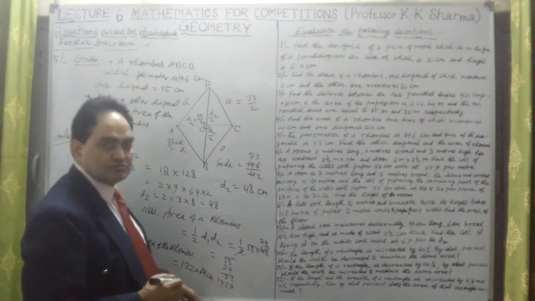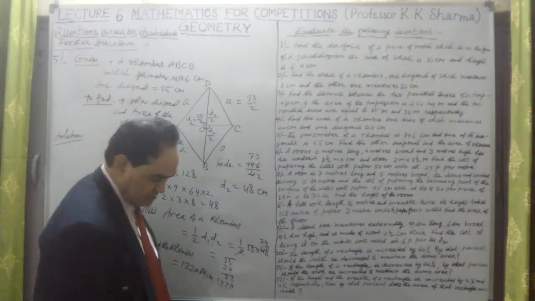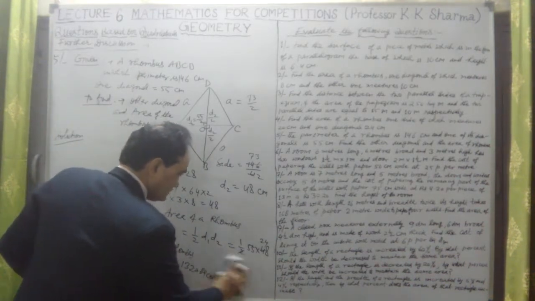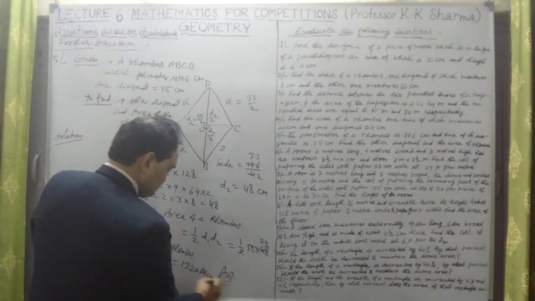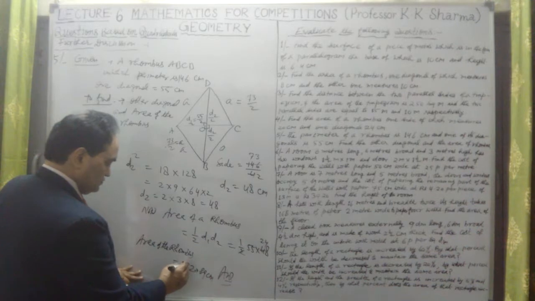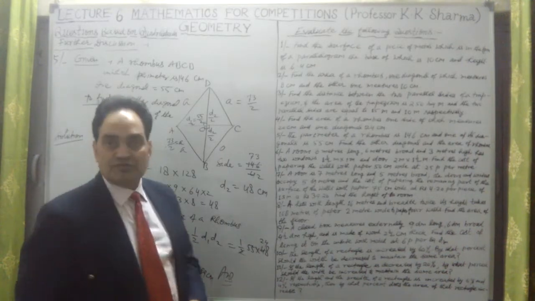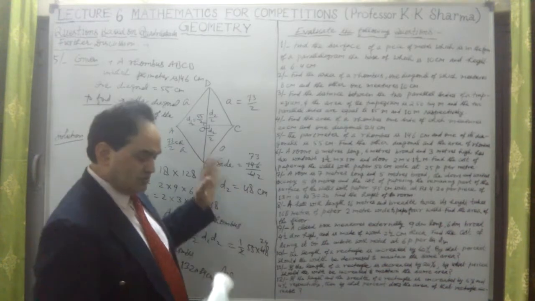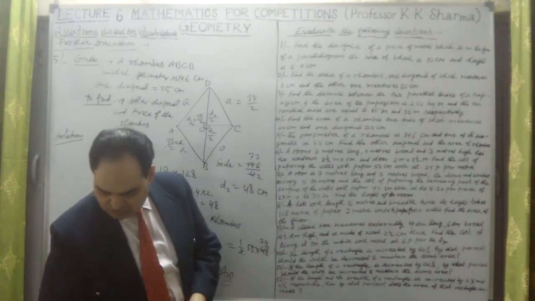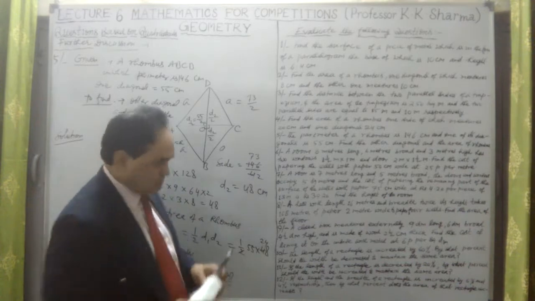This is the second answer. So the area is calculated, the diagonal we already calculated. This is the answer here, 1320 square unit, square centimeter in this case. So the area is calculated, the diagonal is 48 centimeter. These two we have to calculate. Okay. Let us take the next question.